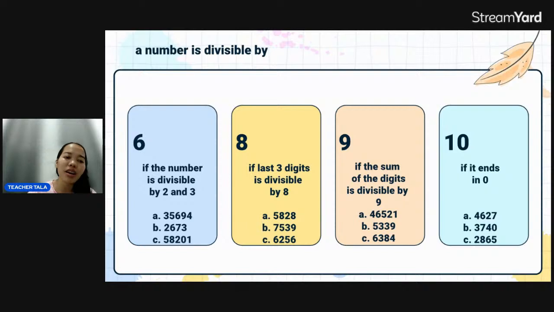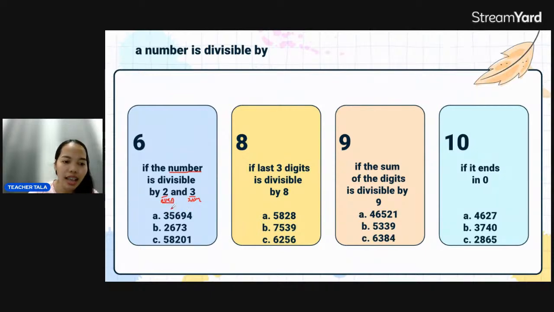Okay, so paano nga yun? Ang number daw, magiging divisible siya sa 6 kung divisible siya sa 2 and 3. So, paano nga yung divisibility rule sa 2? Even yung last digit. So, how about sa 3? The sum of the digits is divisible by 3. Okay, so tingnan natin. So, tingnan nyo lang yung choices.